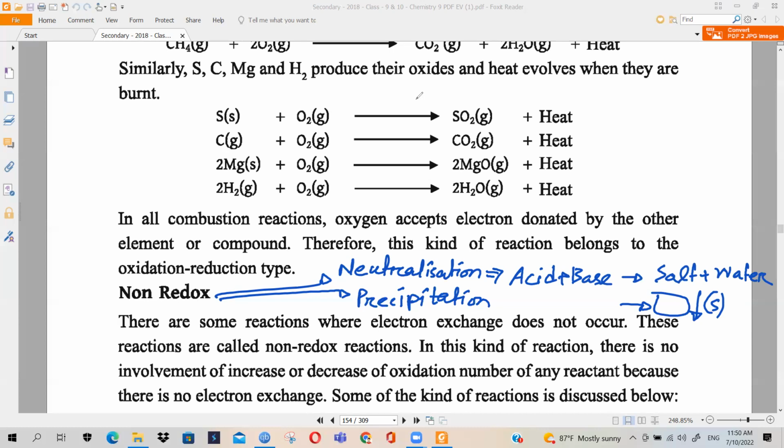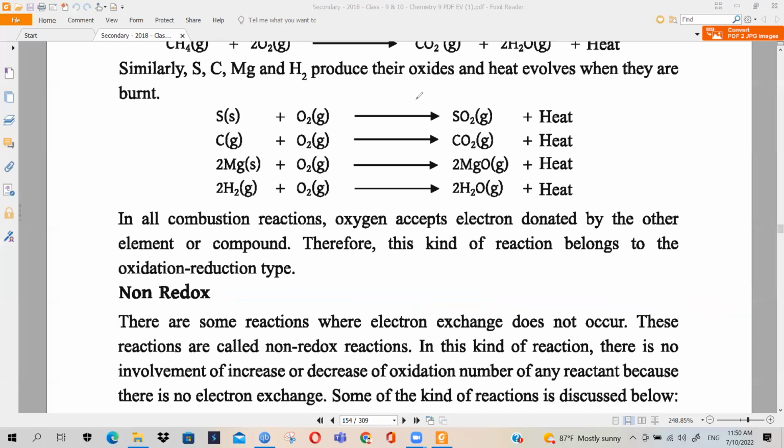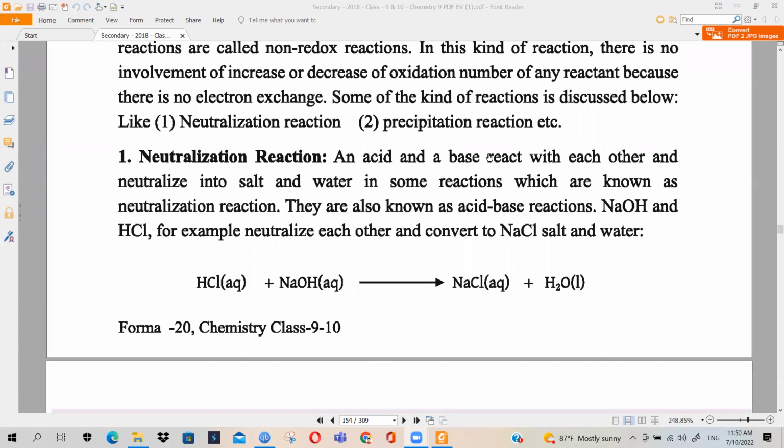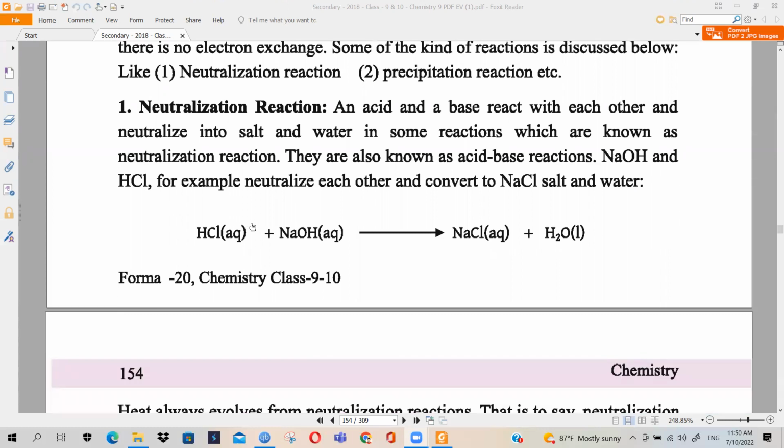So let's see, and why there isn't any exchange of electrons, we will see that too. In the neutralization reaction, an acid and a base react with each other and neutralize into salt and water. These reactions are known as neutralization reactions. They are also known as acid-base reactions. Sodium hydroxide and hydrochloric acid, for example, neutralize each other and convert to NaCl, salt, and water.